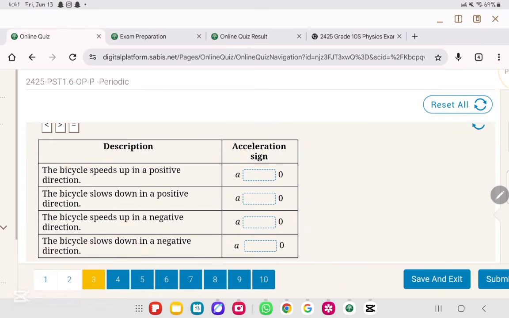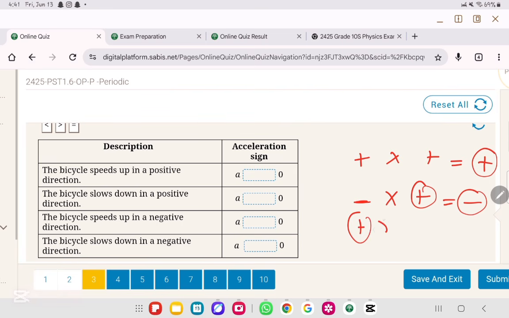Now here, very simply, look how I do this. You can either have speeds up in the positive direction, you will multiply them, you will get positive acceleration. Or you have slows down in a positive direction, okay, and you will get a negative acceleration. Or you could have speeds up, but in a negative direction, so it's gonna be a negative acceleration. Or you have slows down in a negative direction, then you will have a positive acceleration.